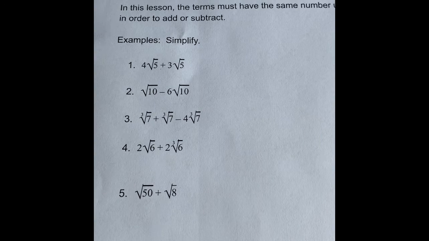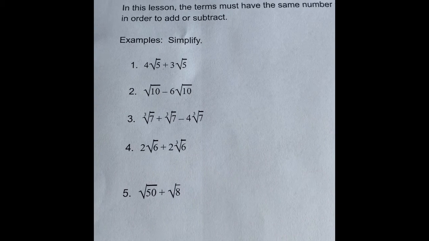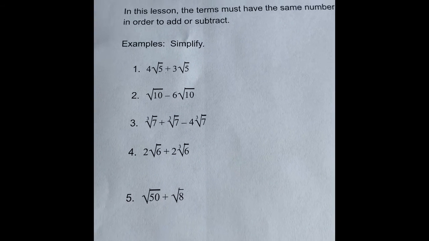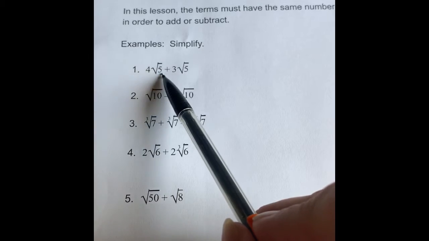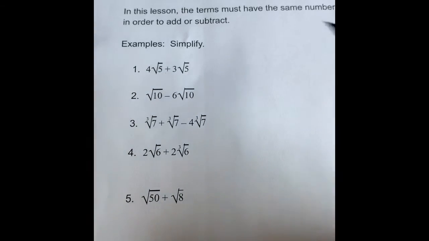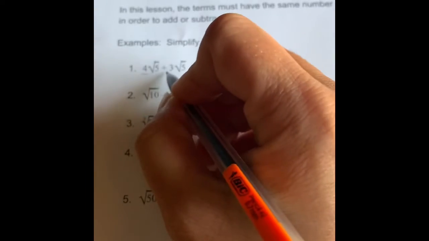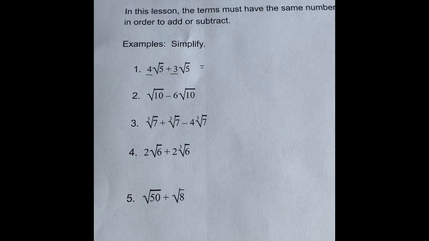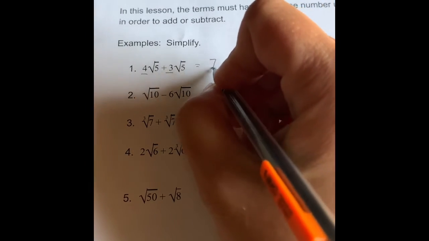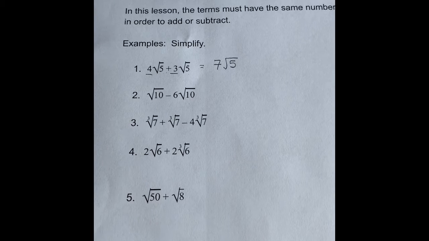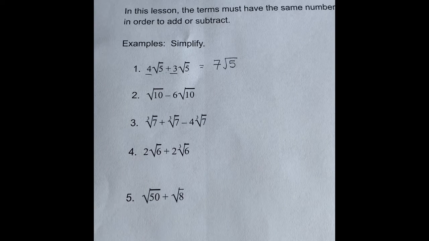So if we look at example 1, we have 4 square root of 5 plus 3 square root of 5. We can see here that they both have a square root of 5, therefore they are like terms. So to add these together, we simply take the two numbers that are sitting in front of the square root of 5. So 4 plus 3 is 7. We carry over the square root of 5, and we are now finished simplifying that problem.